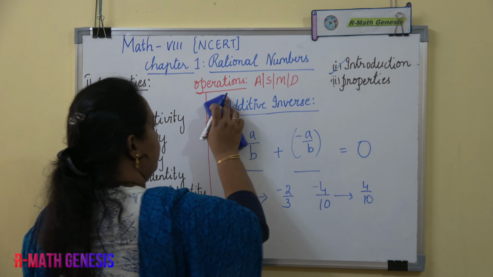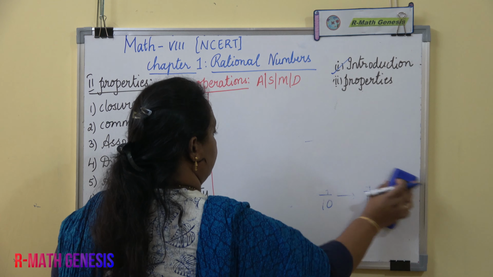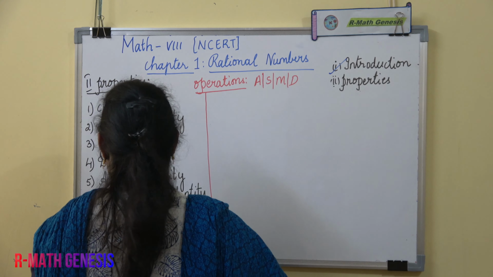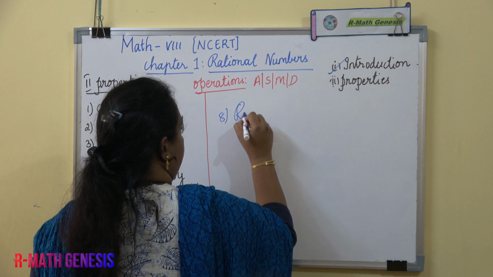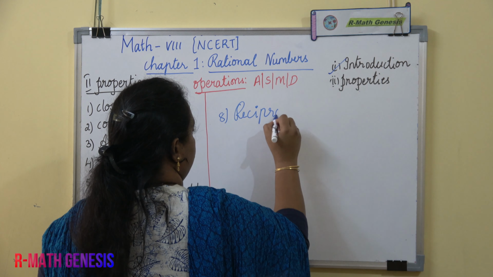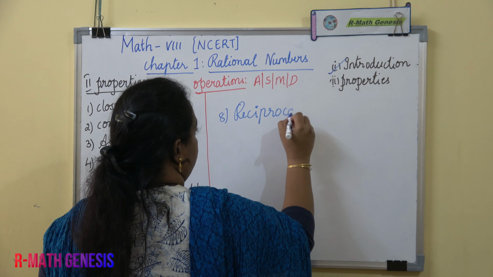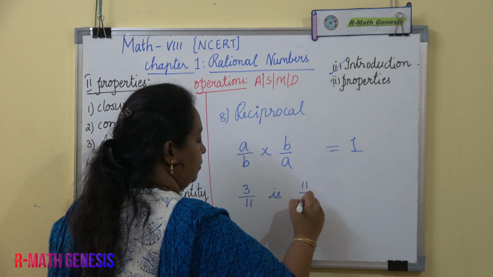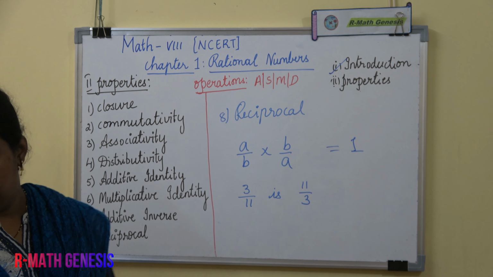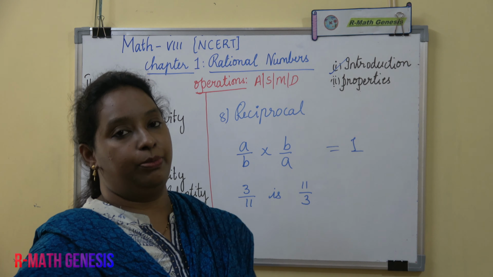Next comes the reciprocal. Now you take any number. When you multiply it by its reciprocal, you should get the answer 1. So for a by b, it is b by a. Just reverse the numbers. So the reciprocal of 3 by 11 is 11 by 3. Just inverse. So these are some of the properties of rational numbers.